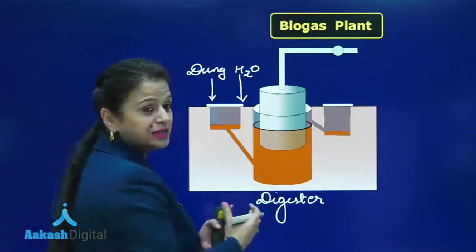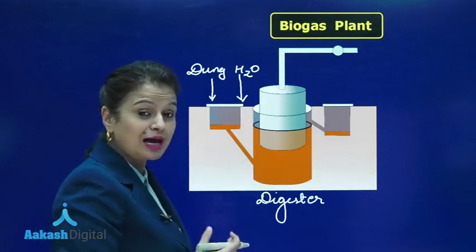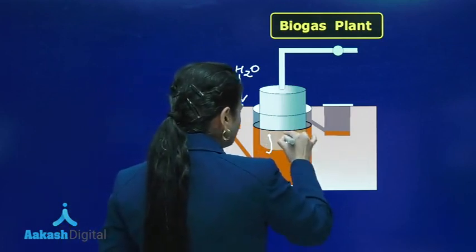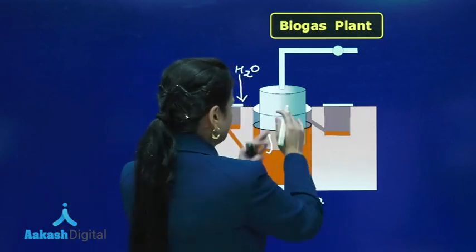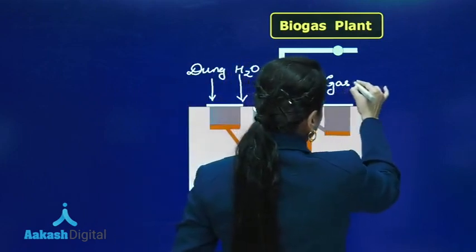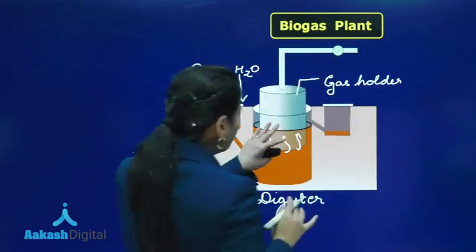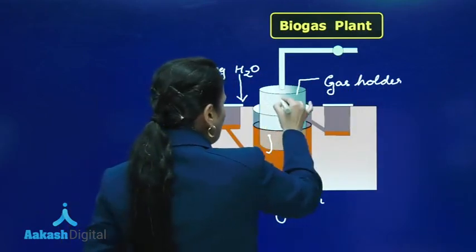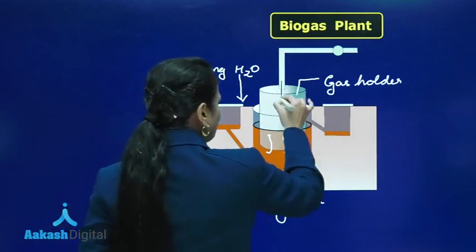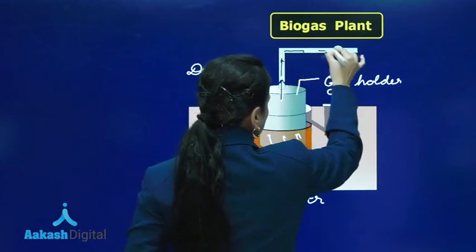On this bio-waste, microbes will act, which results in the formation of biogas. As biogas is formed, it will be collected in this container. This is the gas holder. Now from this gas holder, it can be easily supplied to the families because a pipe is attached.